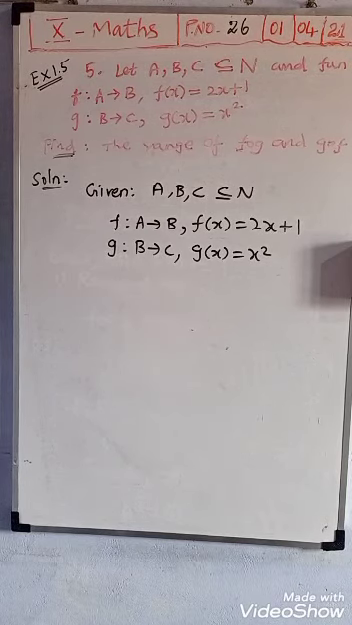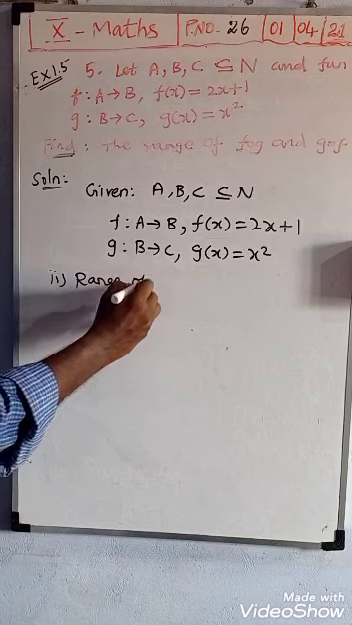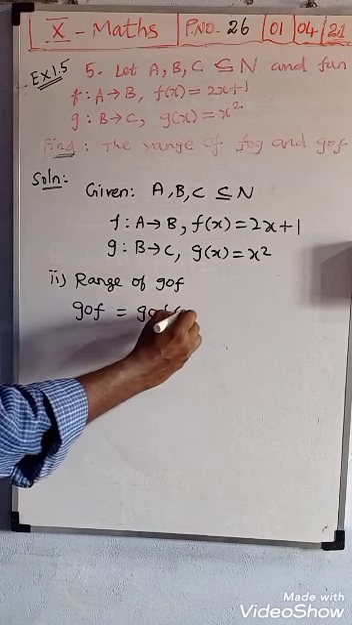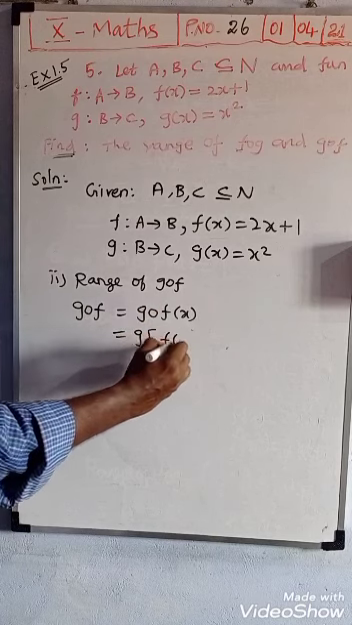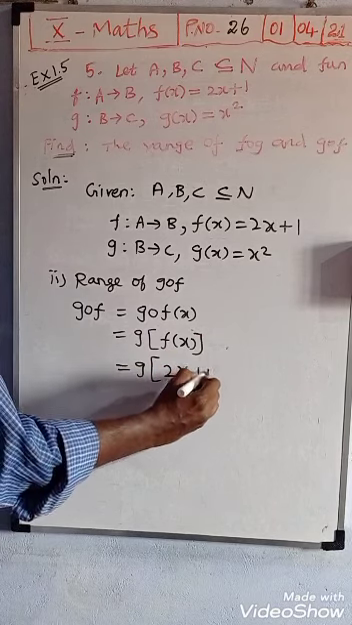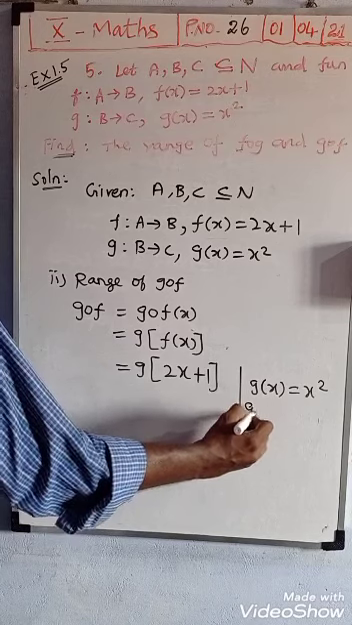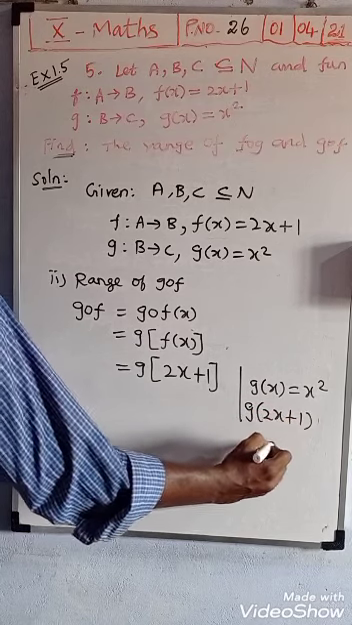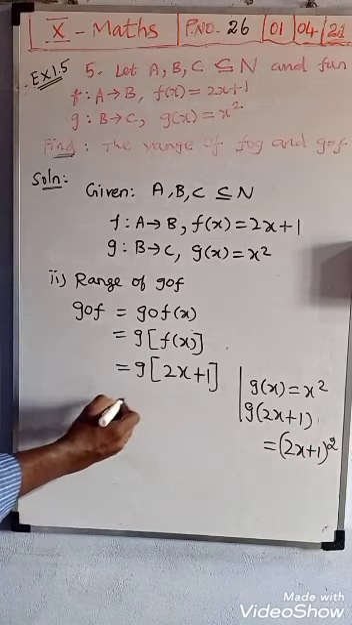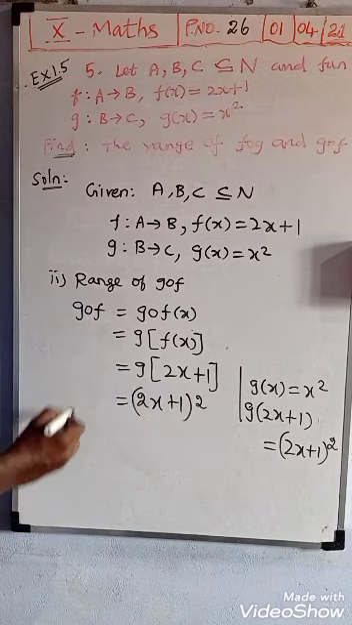Next we want to find g composition f. Second one, the range of g composition f. So g composition f is g composition f of x, which we can change to g of f of x. Now f of x is given as 2x plus 1, and we already know g of x is x square. So we need g of 2x plus 1. That means instead of x, substitute 2x plus 1 in the whole square. So this value is (2x plus 1) to the whole square. Now this is g composition f.